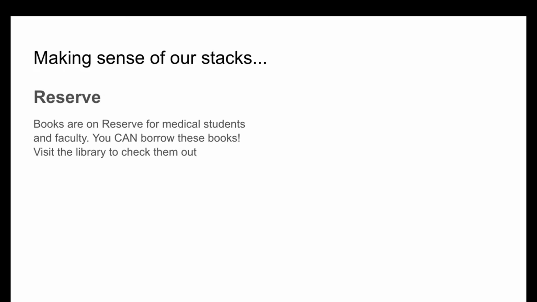So I want to help make some sense out of our stacks and the different collections the library has. With the USMLE First Aid book example, you could see that it was in the reserve section of the library. What that means is that the books are on reserve for medical students and our faculty at JABSOM. So you can borrow these books, and all you need to do is visit the library and we can get those checked out to you. The other collection that you'll see in OneSearch, or that you might see, is Main. All that means is that these are books that are open for anyone in the UH system to borrow, and you can place a request through OneSearch.